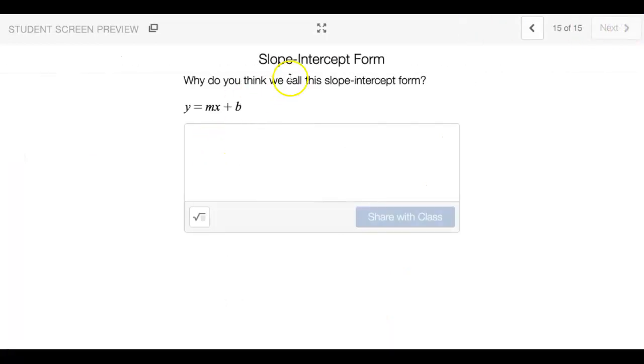And finally, why do we call this slope intercept form? Think about that. This y equals mx plus b. Why do we call it that? All right, so this summarizes things, and you should have enough information to move on. Hope it was helpful.